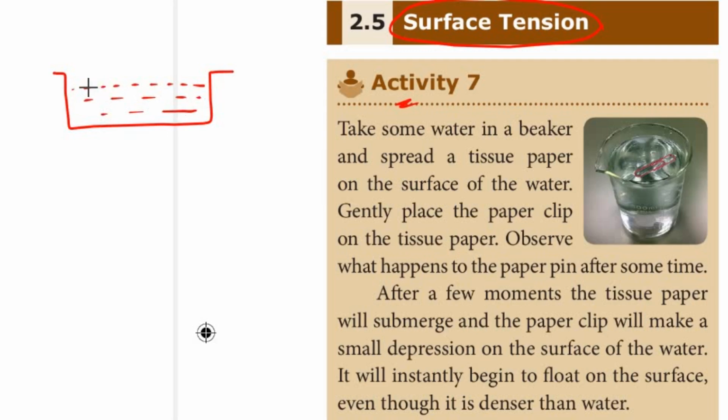Next, you put a tissue paper. Let me use a different color for the tissue paper. So this is a tissue paper above the surface of the water. You will see that the tissue paper can be floating like this. Now after this, you put very gently, it is important that you do this very gently, a paper clip above it, and then you watch closely what is happening.